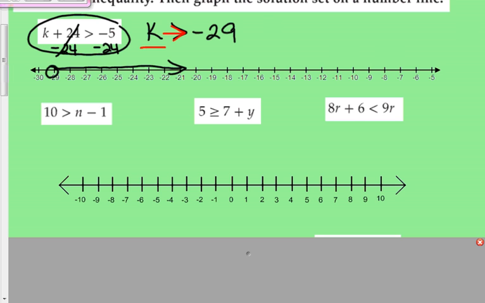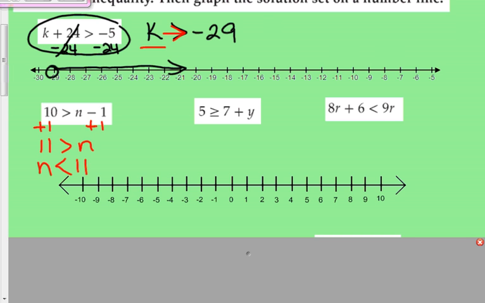All right, so 10 is greater than n minus 1. Well, we're going to move the 1 to the other side by adding 1, and we'll get 11 greater than n. But like I said, the key is to make your variable on the left side. So we're just going to flip this around. N is less than 11. Now we know which way to draw our arrow. This means the answer can be anything less than 11.